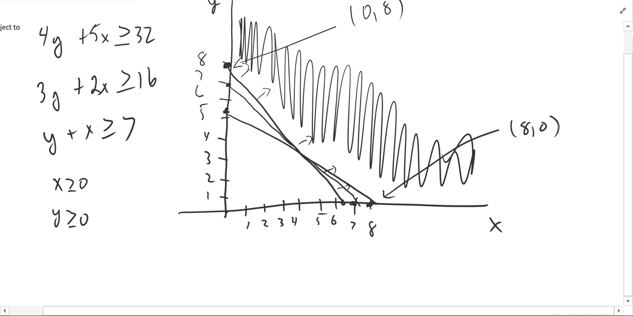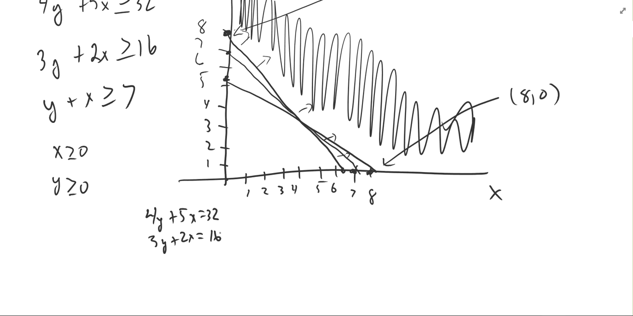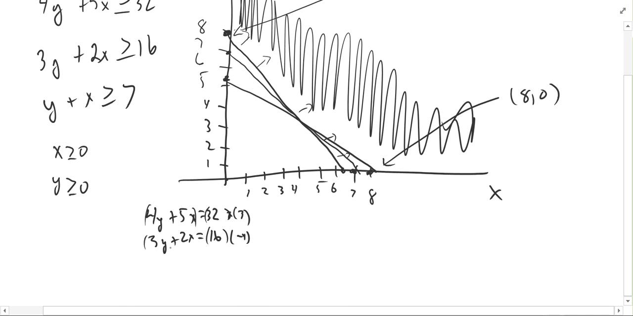Let's see, I've got the 4y plus 5x equals 32, and I want to know where that is going to intersect with the line 3y plus 2x equals 16. And probably the easy way to solve that system of equations, I'm going to do an elimination thing. Let's multiply the top equation by 3 and the bottom equation by -4. Top equation by 3, bottom equation by -4.